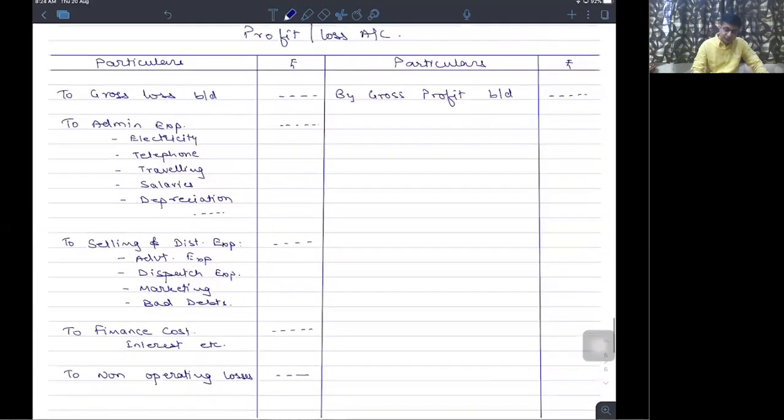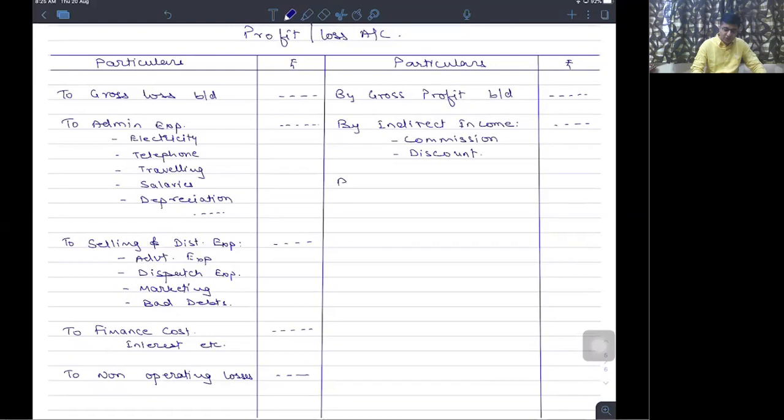Then, onto the credit side, you'll have indirect incomes, in the form of maybe some commission you receive from your suppliers. Indirect income means what? The income related to the business but not to the core activity of the business. That's what we call indirect income. Or maybe some cash discounts that you receive from your suppliers. There are certain incentives that you get. Those are all called indirect incomes.